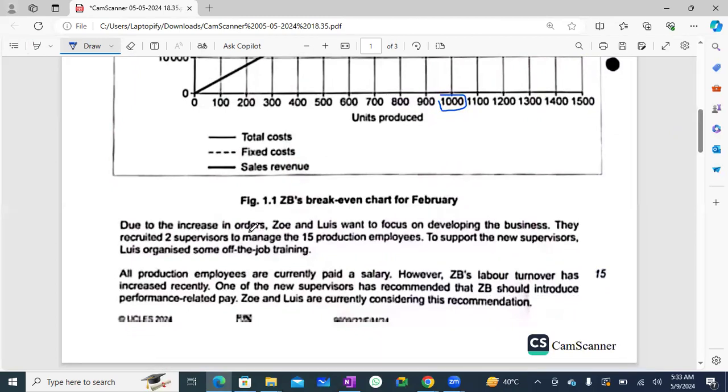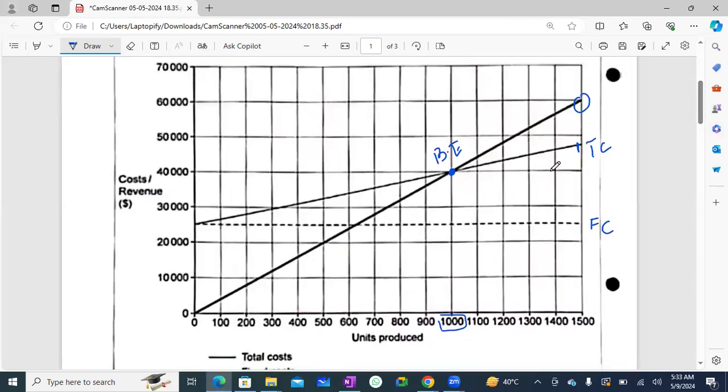Okay. If you want to see its margin of safety, we know that the current output level, which might be 1,400 units, so the distance between 1,000 units and 1,400 units defines the margin of safety.